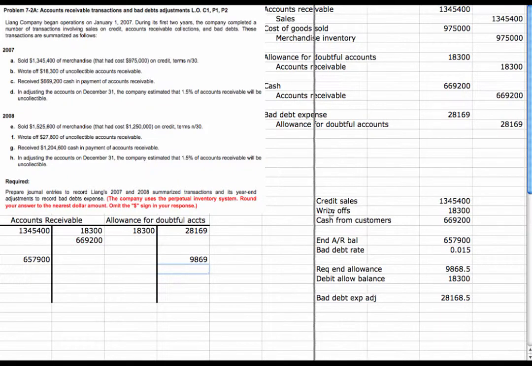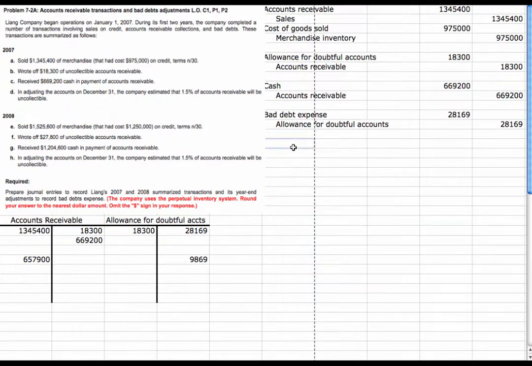Okay, so now this is our new year with our beginning balances. So let me get rid of all this here so we have some room to write. So now I can do the journal entries again. And the journal entry is just like in the prior year. We sell $1,525,600 worth of merchandise. So debit accounts receivable for $1,525,600. Credit sales for $1,525,600.